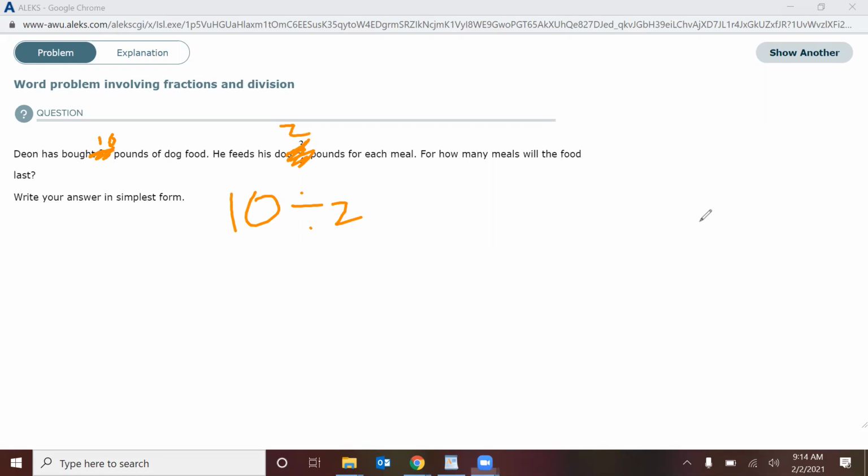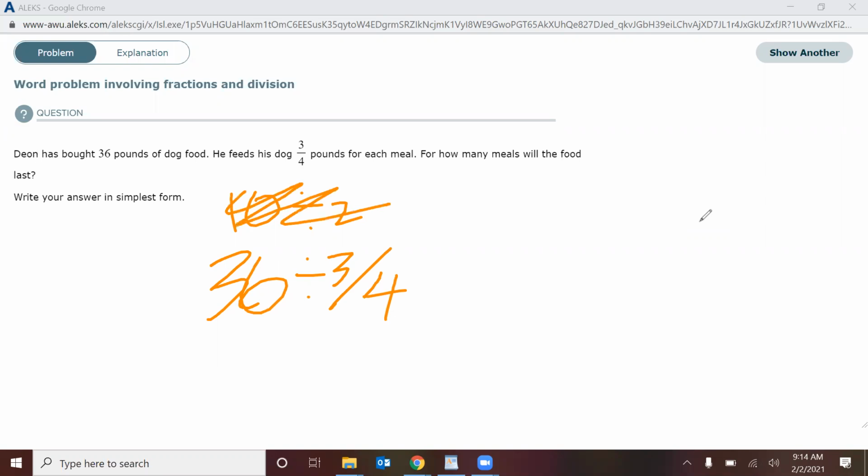Okay. But it's not really 10 and it's not really 2. What it really is is 36 and 3/4. So we do the exact same thing. We just chop up 36 pounds of dog food into 3/4 of a pound for each meal. Okay. Now, we don't need that anymore. That was just to illustrate using something more intuitive.